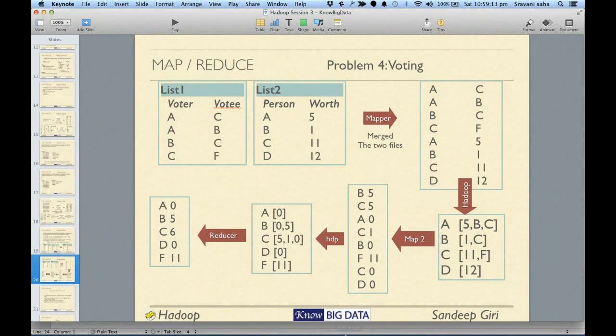Map2 is the second phase of map and reduce. When you run map2, this becomes your input file. Basically, for the mapper, I've marked 2 in front of it because that's where the second pass starts.